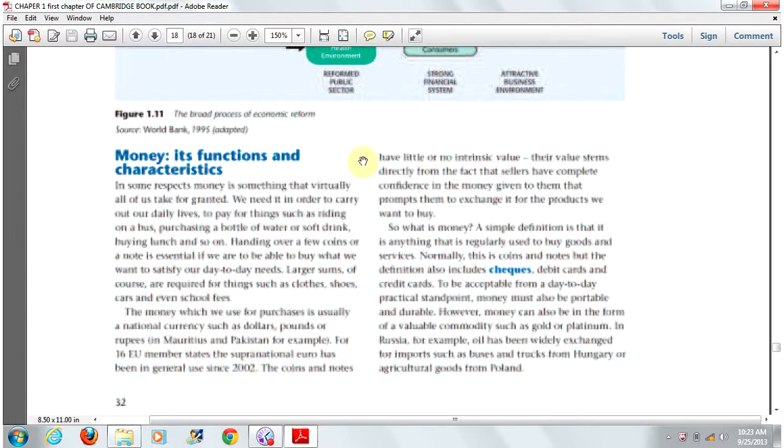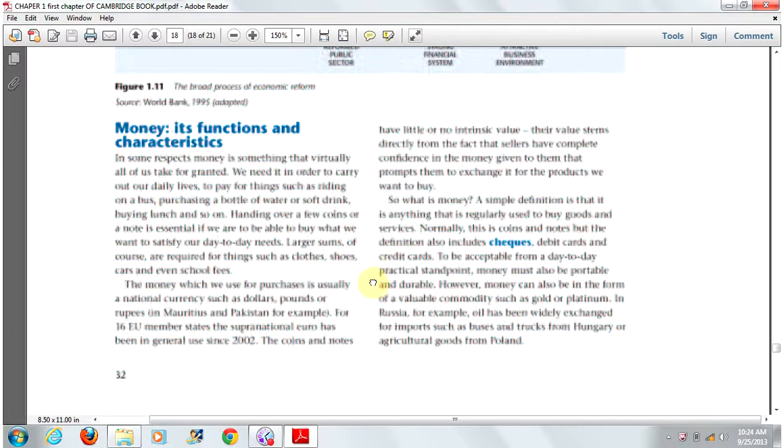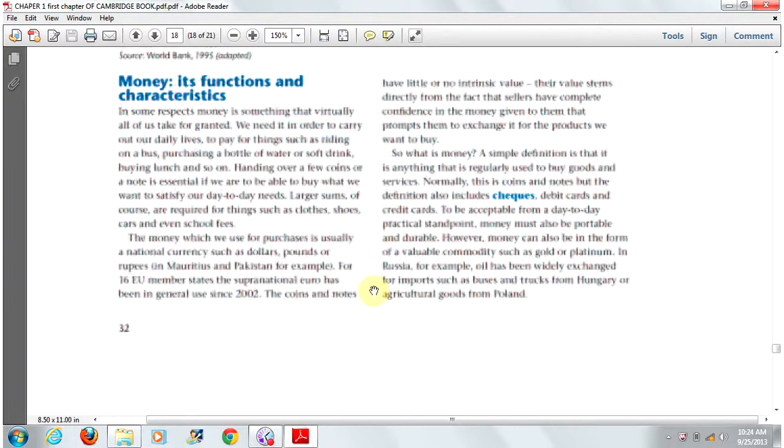So, what is money? A simple definition is that it is anything that is regularly used to buy goods and services. Normally, this is coins and notes, but the definition also includes checks, debit cards, and credit cards. To be acceptable from a day-to-day practical standpoint, money must be portable and durable. However, money can also be in the form of a valued commodity such as gold or platinum. In Russia, for example, oil has been widely exchanged for imports such as buses and trucks from Hungary or agricultural products from Poland. Where there is hyperinflation, as in Zimbabwe in recent years, people lose confidence in money.